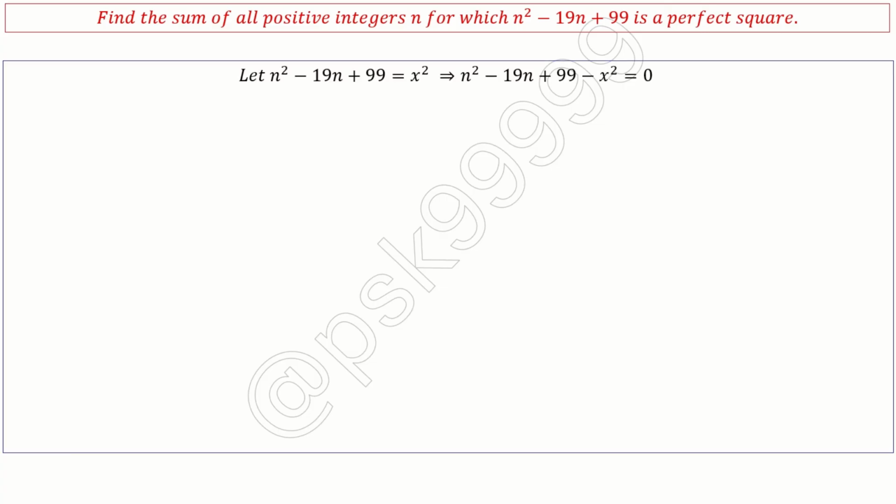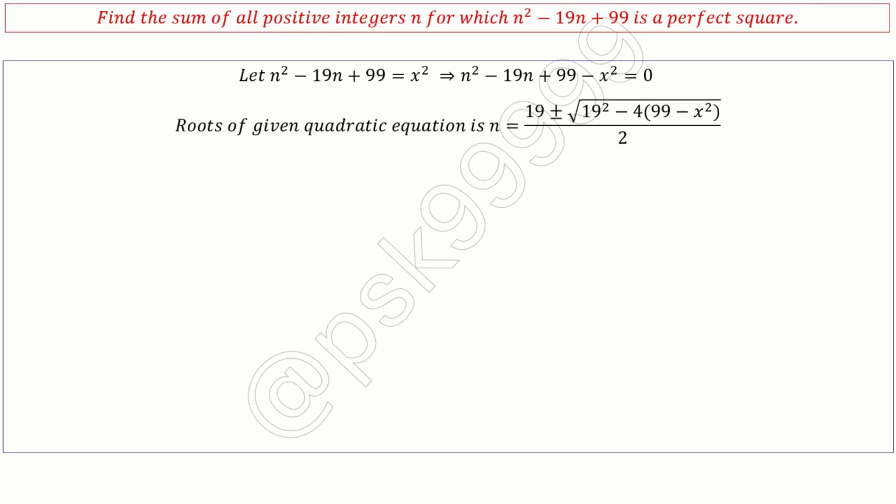So let n square minus 19n plus 99 equal x square, because it is given that it is a perfect square, so I am calling this x square. Now if I take everything to one side, I am left with n square minus 19n plus 99 minus x square equal to 0. Now n is nothing but 19 plus or minus the square root of 19 square minus 4 times (99 minus x square), divided by 2.